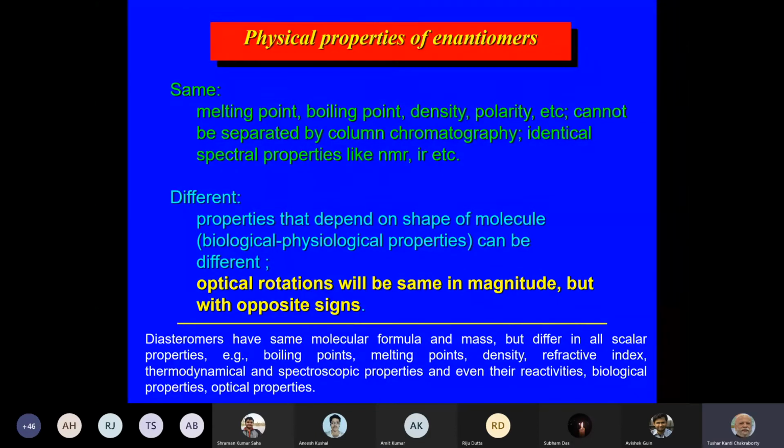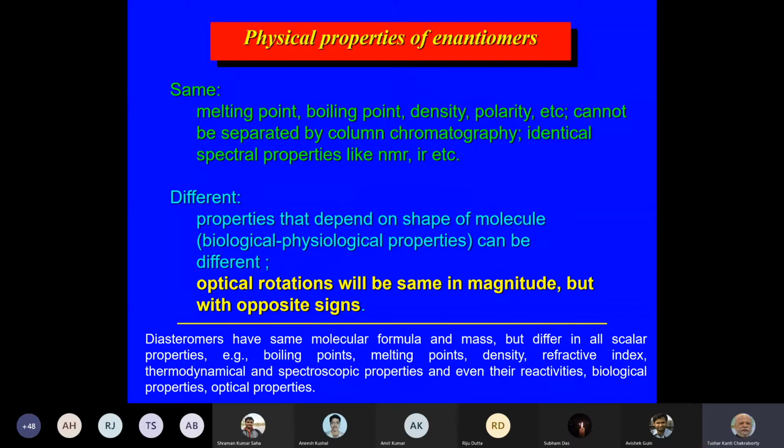all the spectral properties. What will be different, of course, is their interaction with biological receptors. But other than the biological property, the physical property that will differ for the enantiomers will be the optical property. So optical rotations will be the same magnitude but with opposite signs.